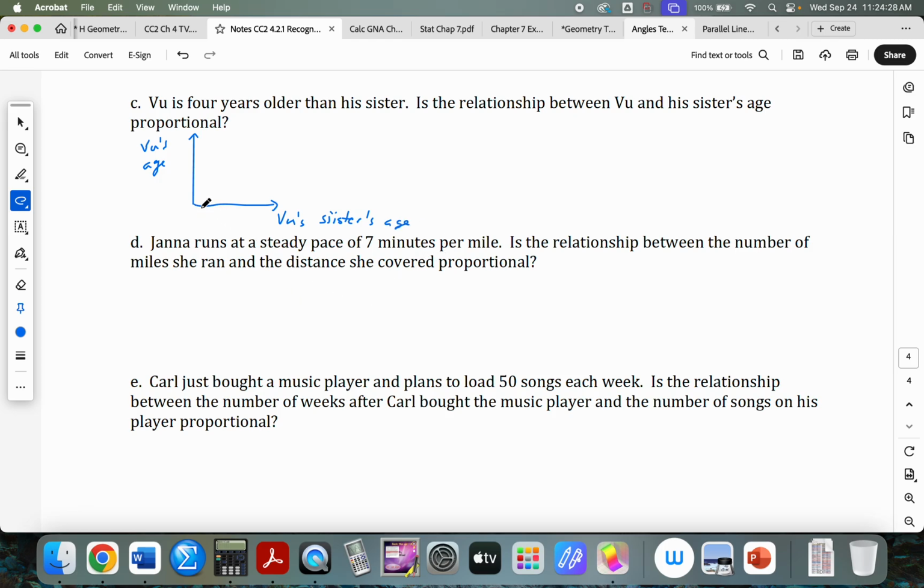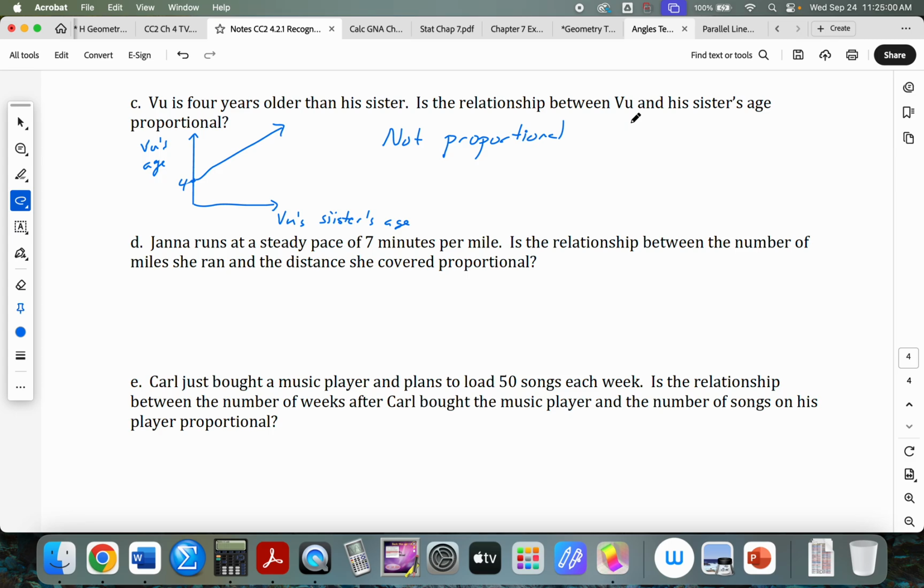When Vu's sister is born, how old is he? 4. And they're each going to add 1 each year, so it's going to look sort of like that. But since this doesn't go through the origin, which is 0, 0, this is not proportional. There are other ways to explain it, but that's the easiest way.